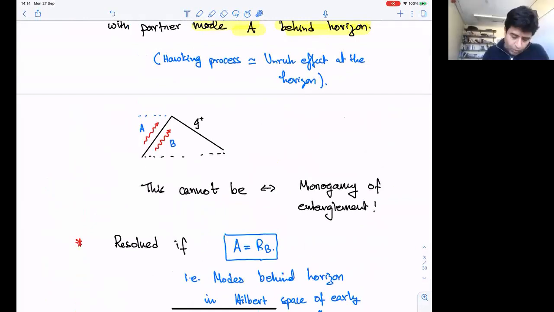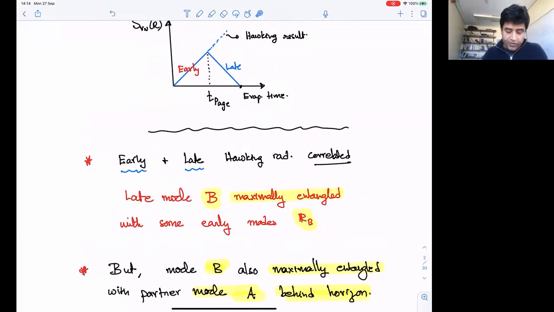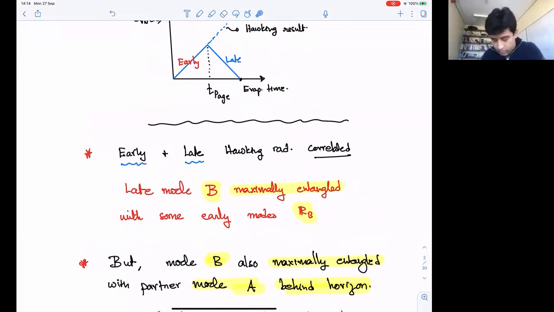Yeah, that's right. So the point is that for the Unruh effect, we know that modes A and B are maximally entangled. And for the Hawking process, you can pick any Hawking quantum at late times, and we know that it will be maximally entangled with a set of modes R_B at early times. The reason we know this is because there are no short-term correlations in the Hawking radiation. If you look at the Hawking radiation coming out, there is no correlation between successive quanta. That is one of the characteristic features.